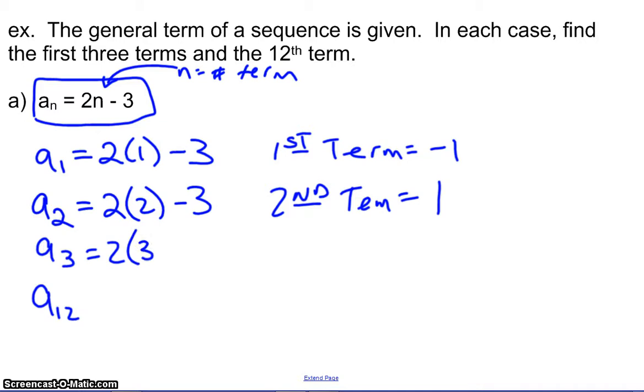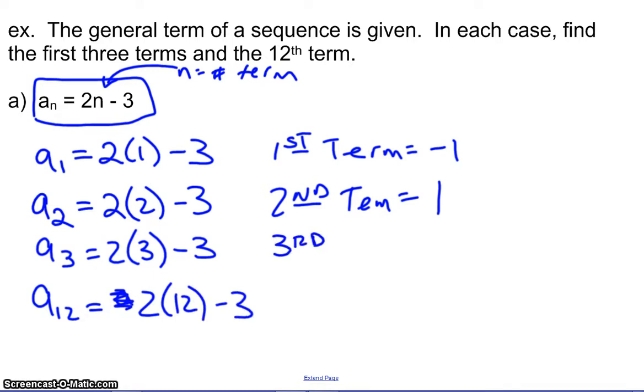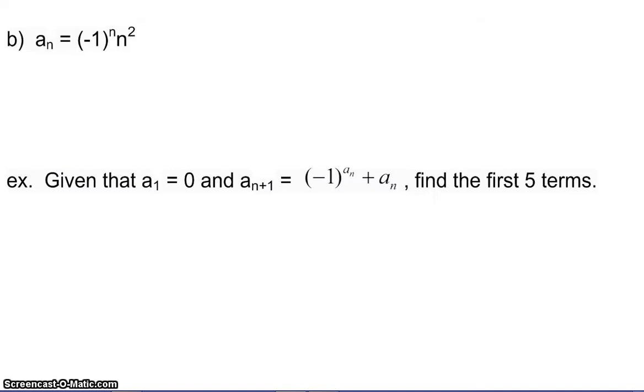First off, plug in 3 for n, and then for the 12th term we would plug in 12 for n. So when we simplify that, we can find out that the third term is equal to 3, and the 12th term is equal to 100. I'm sorry, not equal to 21. So why don't you guys go ahead and pause the video and do the next one here for letter B.